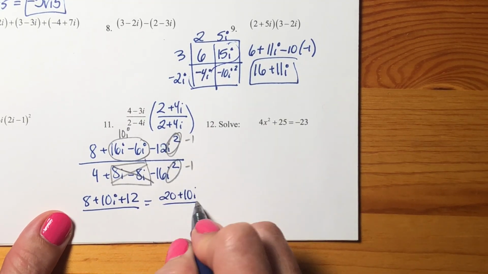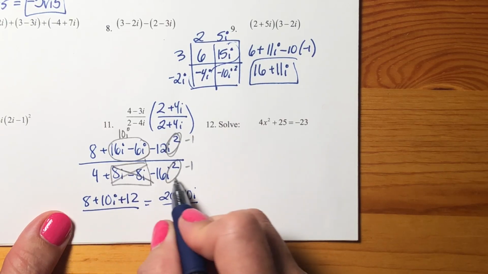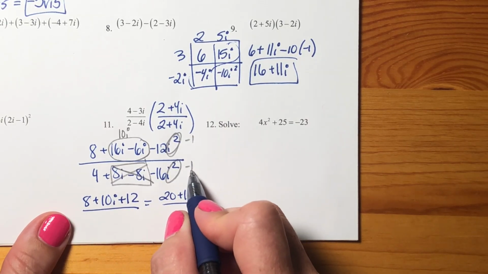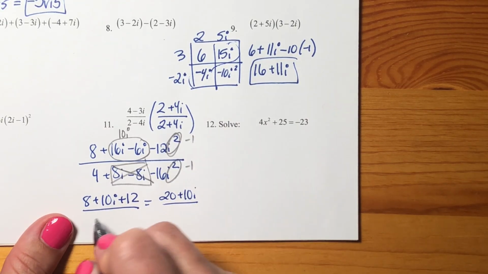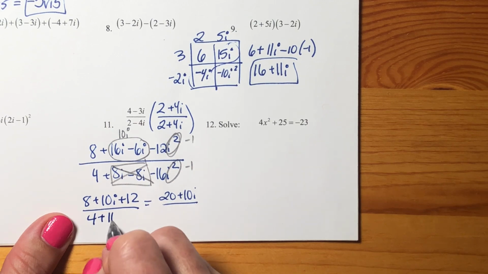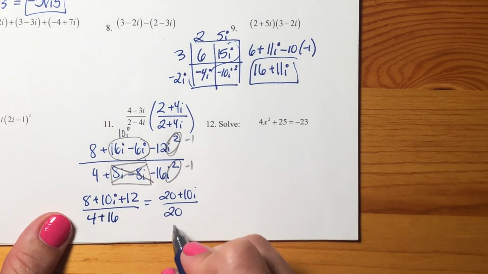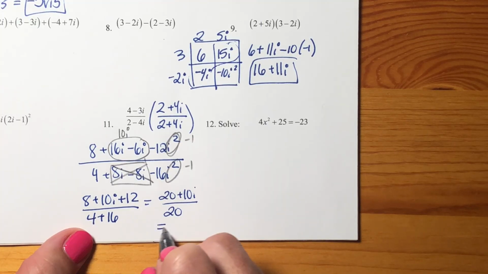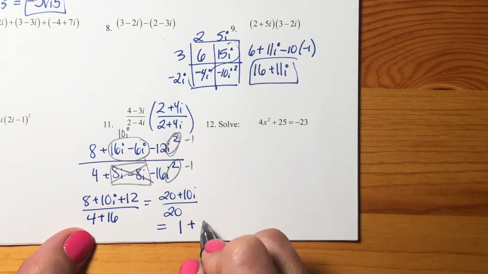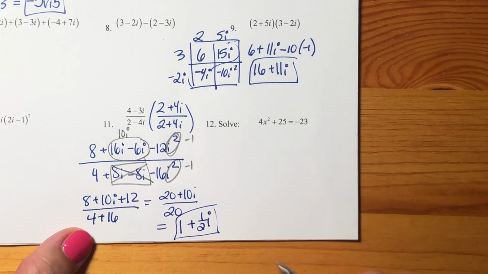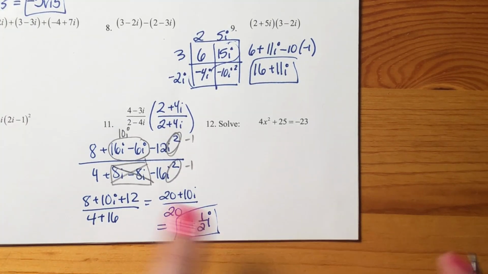Oh my gosh, we're almost done. And then -16 times -1, that's +16. So that'll be 4 plus 16, which is 20. Friends, your last step is just to reduce that. You can write it as 2 fractions if you'd want. I'd write it as 1 plus 1/2 i. Okay, great. Last one, let's do number 12 together.